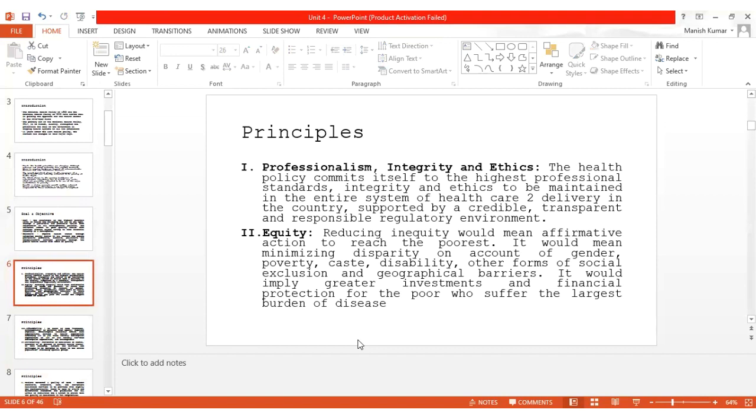So what are the principles? Let me show you the base document. What you can see now, is it the PPT or a Word document? It is the PPT. Okay, so what I will do is, in the chat box, I am dropping a document.